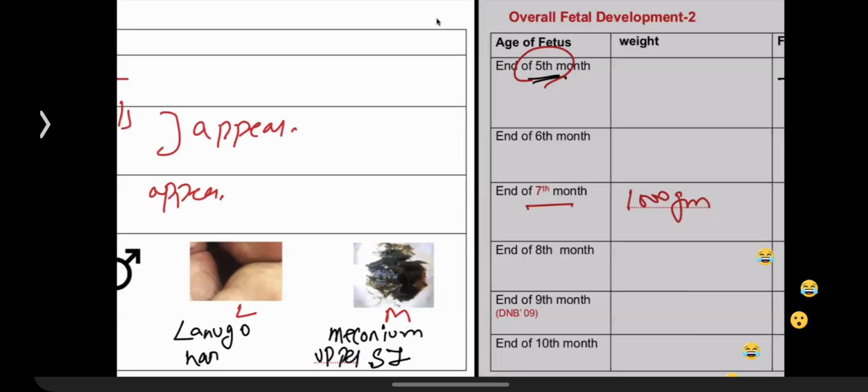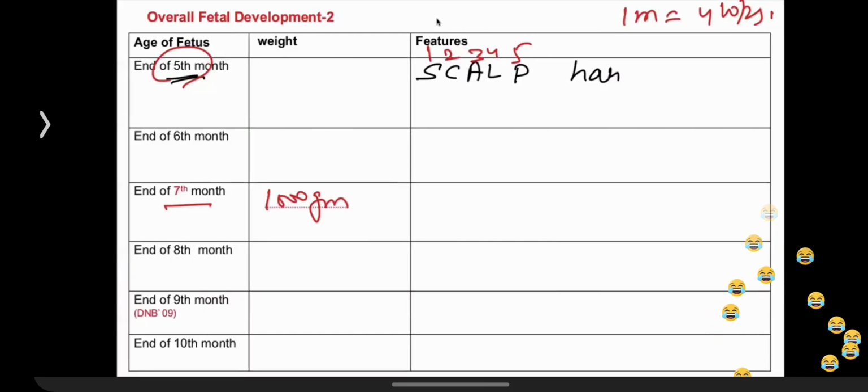5 months, scalp hair appears. At the end of 6 months, what is going to happen is: first there is scalp hair, and after scalp hair, the eyebrows come.